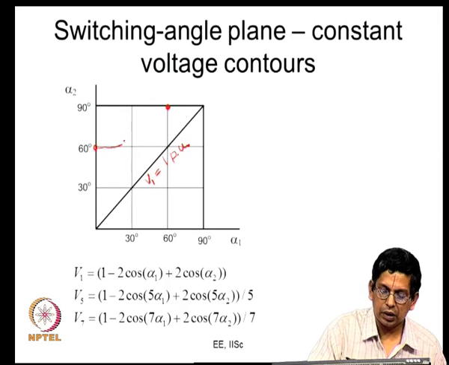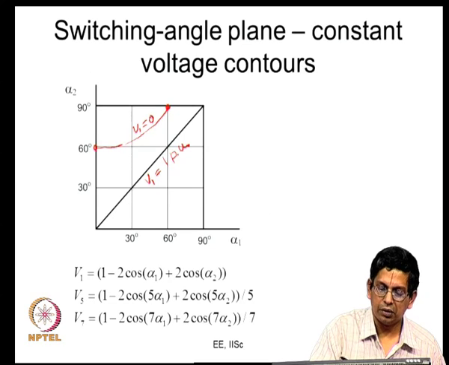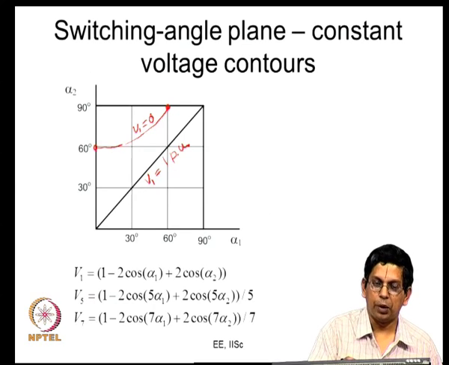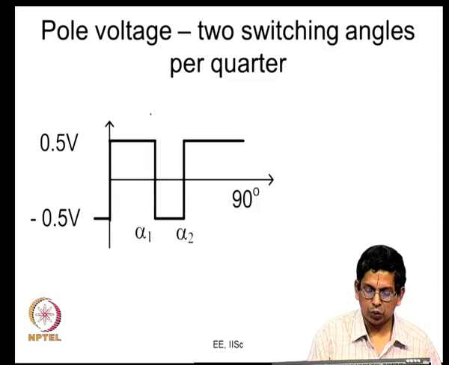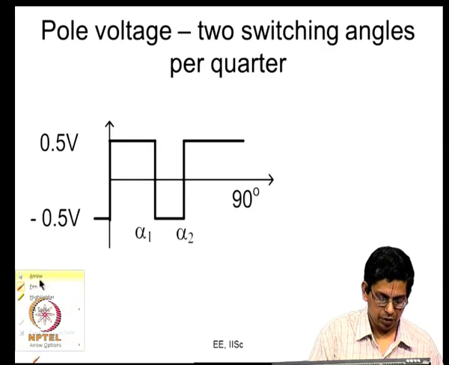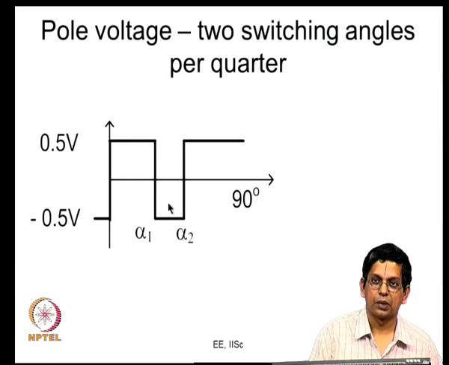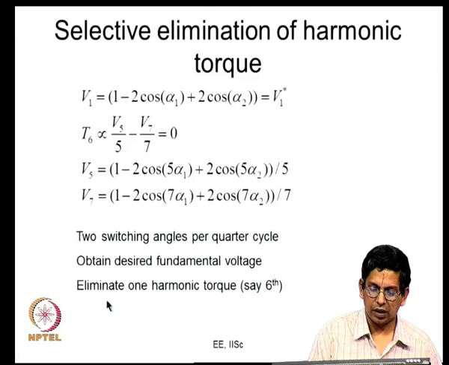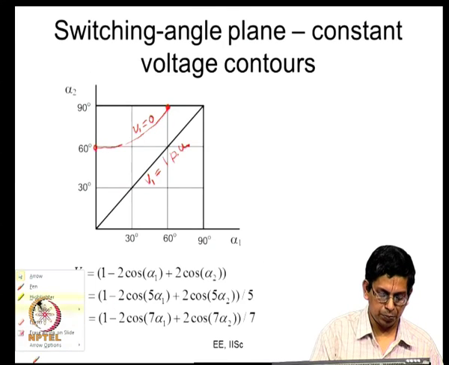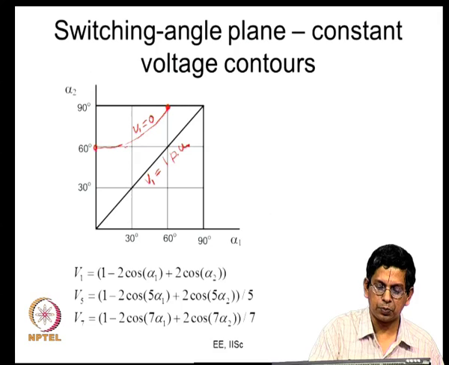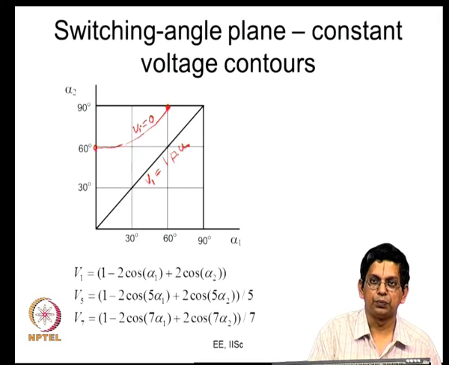So, actually you will get a set of all points like this. Along this line you will get V1 equal to 0. What does it mean? You are producing a PWM waveform which has two switching angles as shown here, but the fundamental voltage is 0. So, it is not unique, there are several pairs of switching angles available for you, and each of these pairs can give you V1 equal to 0.